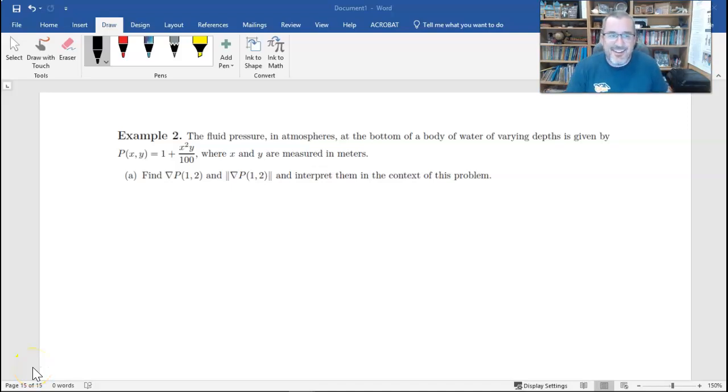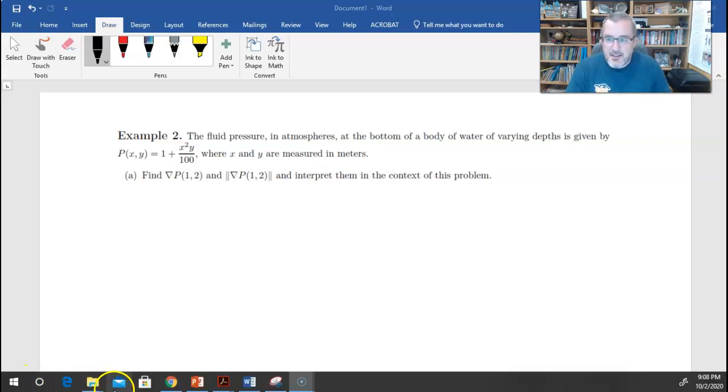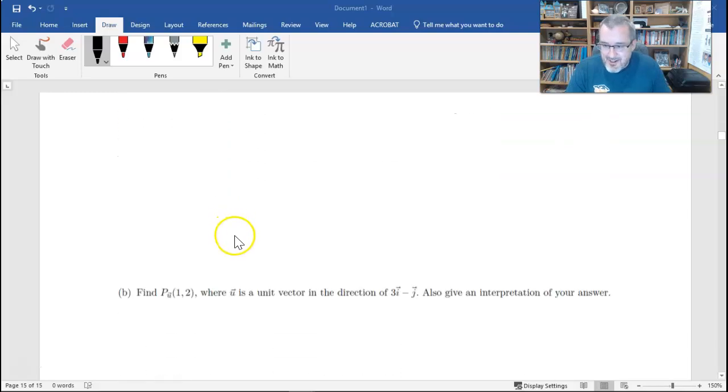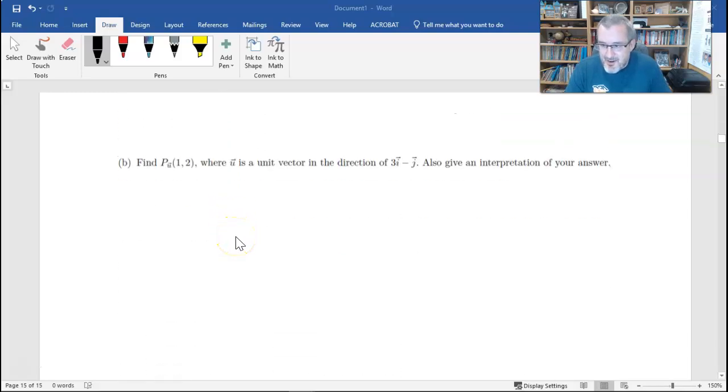Continuing on to the next page. Here's an application now, and I really love this page because in one page you're going to encounter three of the really big ideas. Look, here's the gradient vector, here's the magnitude of the gradient vector, and then here's the directional derivative. You know, half the battle is just understanding all the symbolism that's being used here.